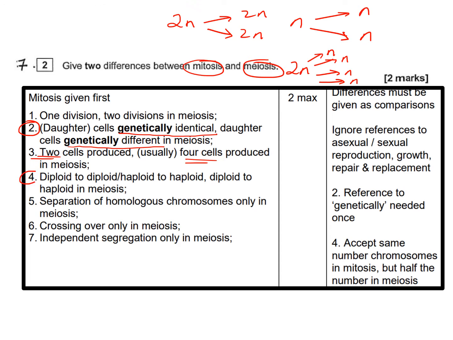So if you look at mark point number 4, it says in mitosis, the parent cell is diploid and the daughter cells are diploid, or if the parent cell is haploid, the daughter cells will be haploid. In meiosis, the parent cell is diploid and the spores or the gametes will always be haploid because it halves the chromosome number.